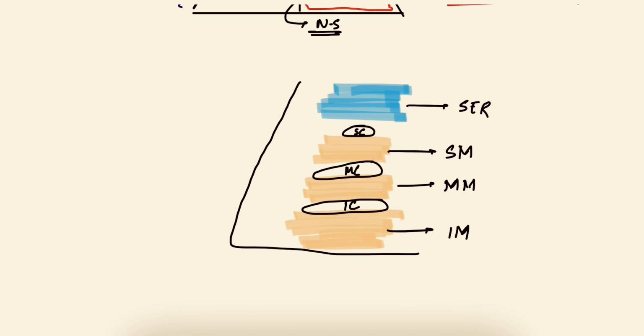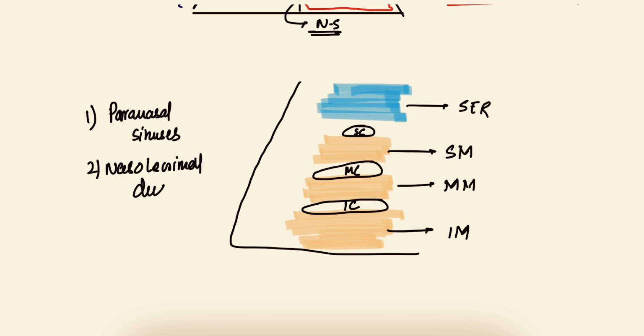Now we all know that there are openings in the lateral wall. There are openings of the paranasal sinuses. There is the opening of the nasolacrimal duct. These are the main things which open into the lateral wall. The openings of the paranasal sinuses are known as the ostium.